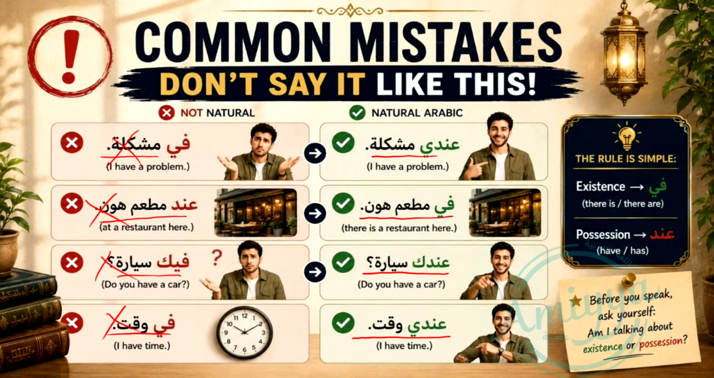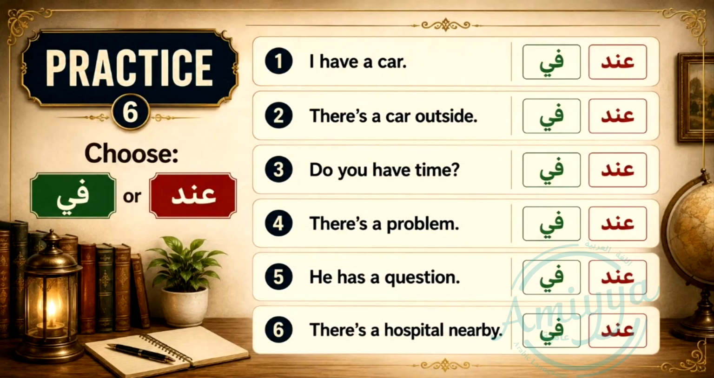Now it's your turn. Let's practice together. I'll give you a sentence, you choose fi or ʿind. Don't translate word for word. First decide, am I talking about existence or possession? Then choose the correct answer. Let's begin. I have a car. Which one, ʿind or fi?